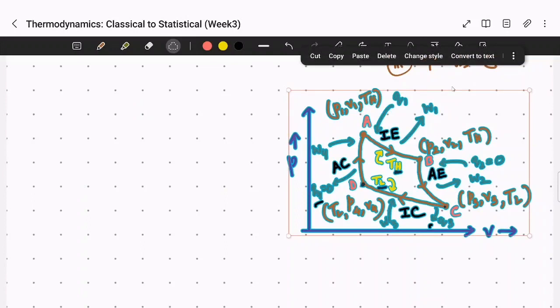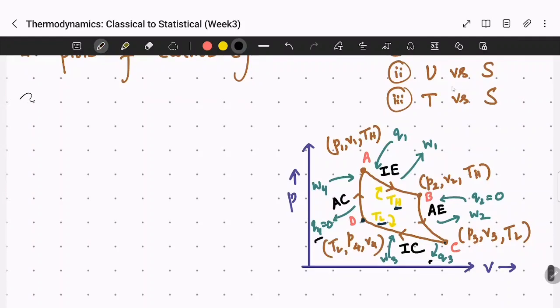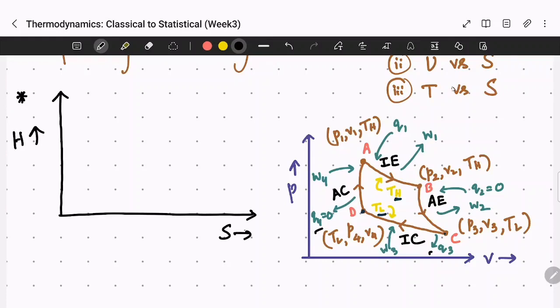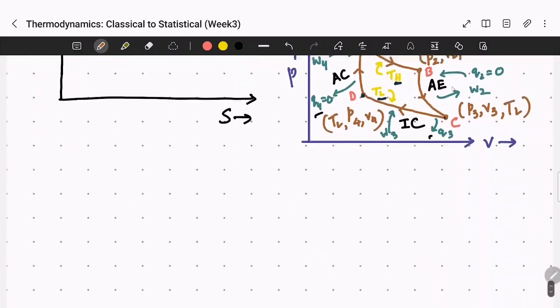Okay, so this is our Carnot cycle. Now if you solve the first one, H versus S, so we have to plot. H is enthalpy, S is entropy. Now for the A to B process, first we have to think about it. A to B process is isothermal reversible expansion.